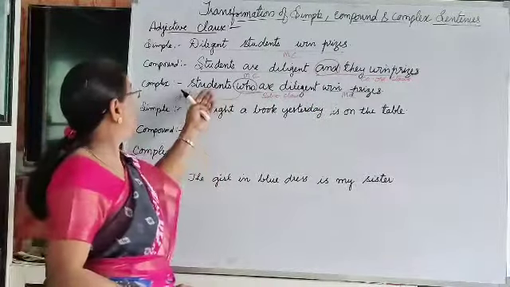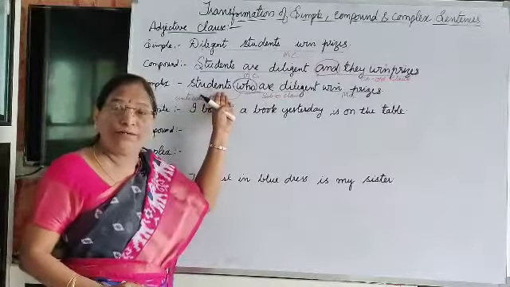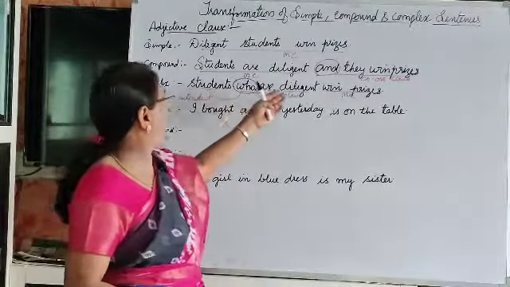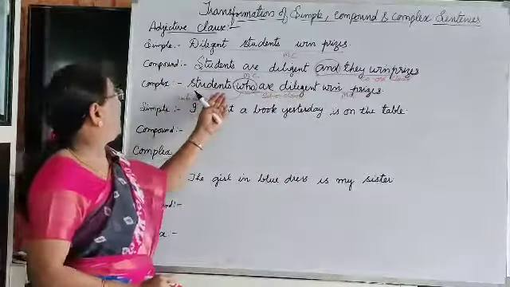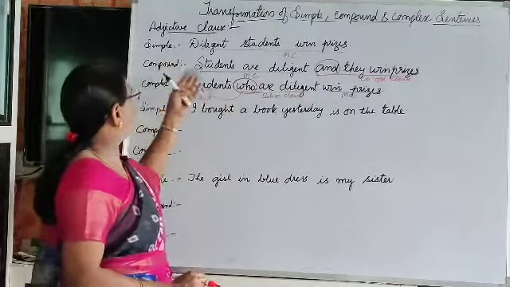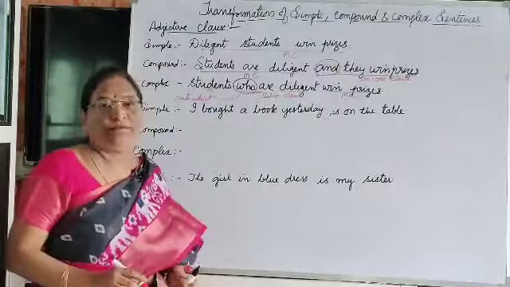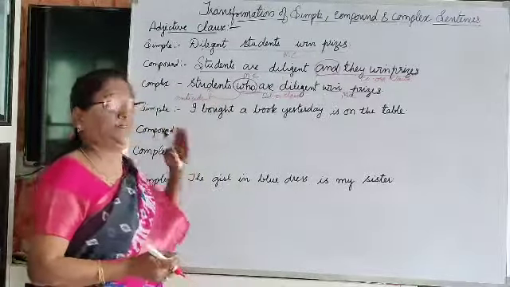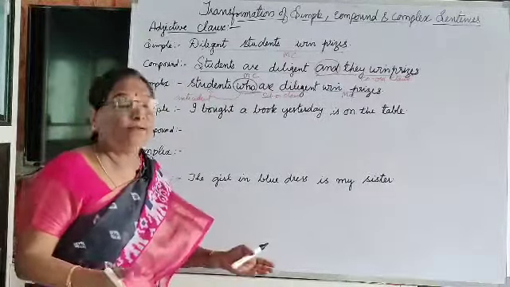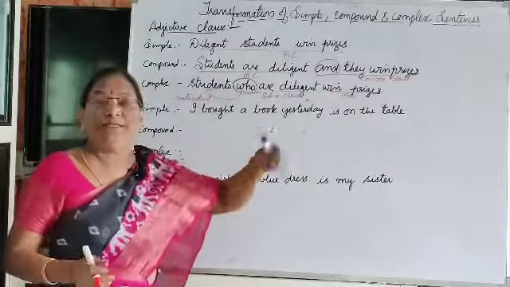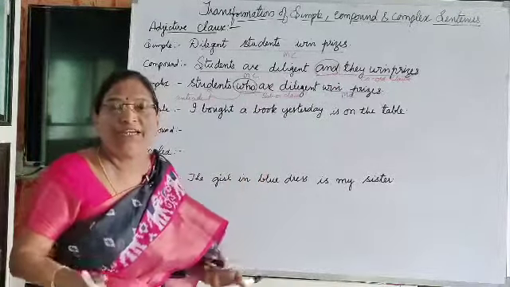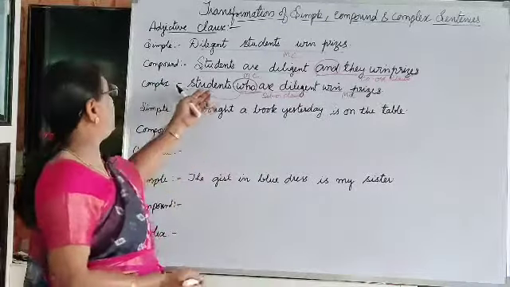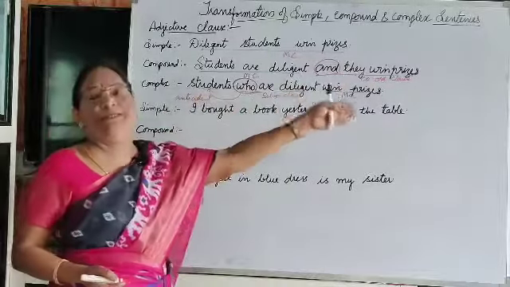You ask a question. Students who are diligent win prizes. In adjective clause, you ask a question. What kind? Students. What kind? Who are diligent win prizes. Students win prizes. What kind? Which kind? Which one? Like that way. So, you will get the answer. Who are diligent win prizes.